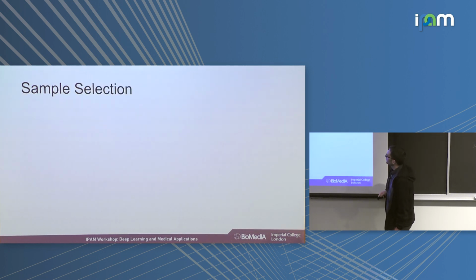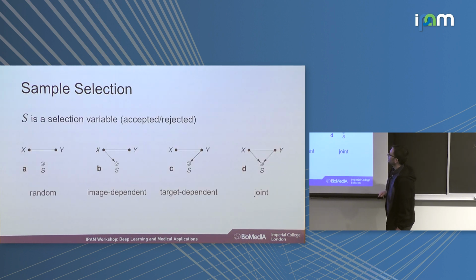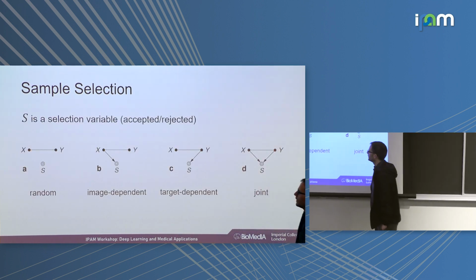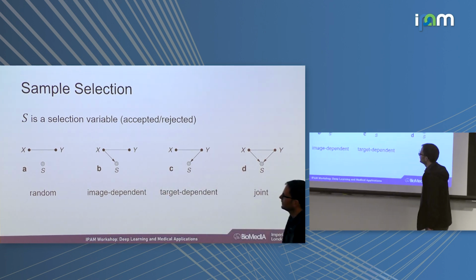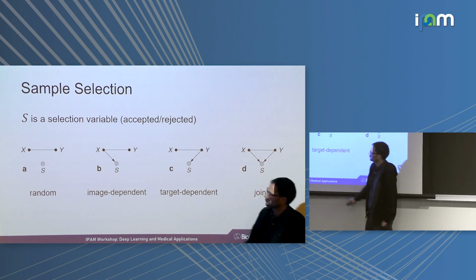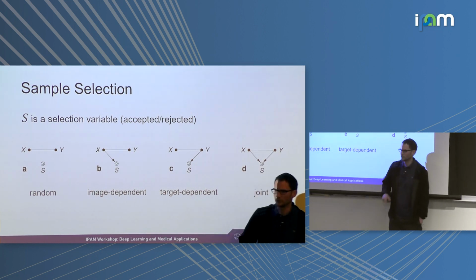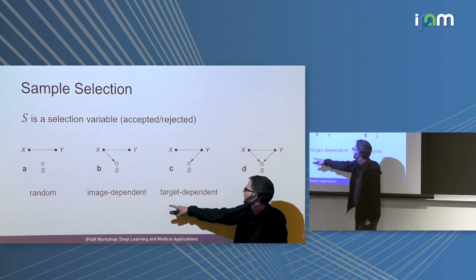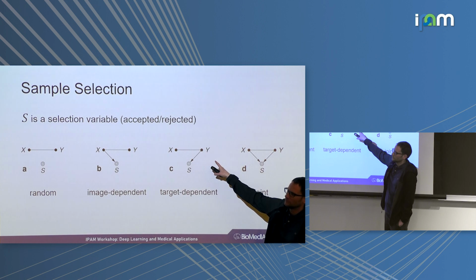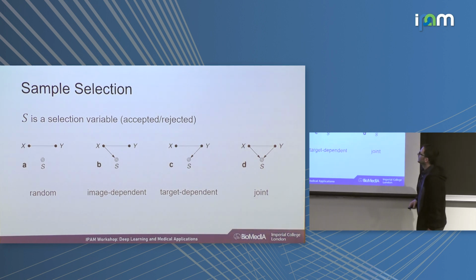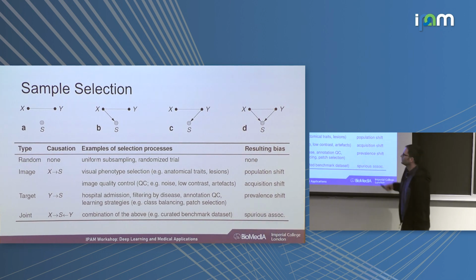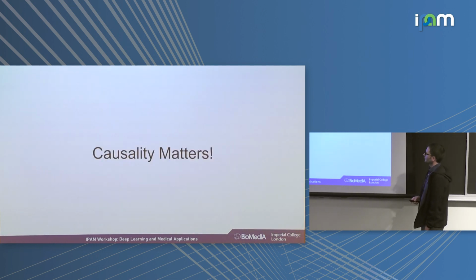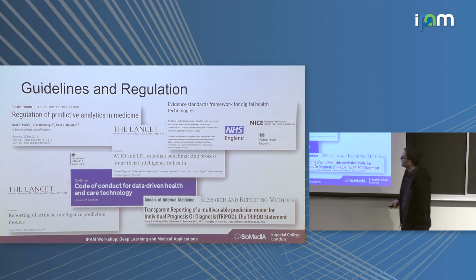So back to causality. I didn't talk about sample selection, but this is just saying again, causal diagrams help you to communicate. So for instance, if your sample selection is completely random, like in a randomized trial, that would be seen like this. If it's image dependent, so you could have a quality control measure telling you whether to include a data set or not, that would be image dependent. You might do it based on the diagnostic label. You might do it based on both. And it's important to know about these things because you get different biases. So this is just saying that if you draw your causal diagram, you can communicate to others what your assumptions are. So we believe causality matters.